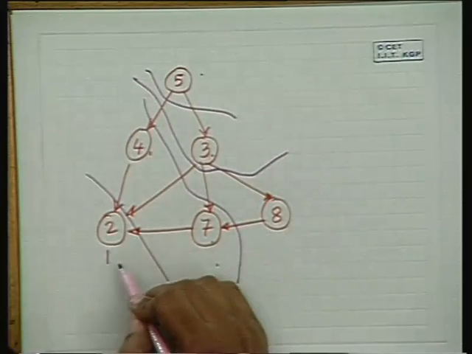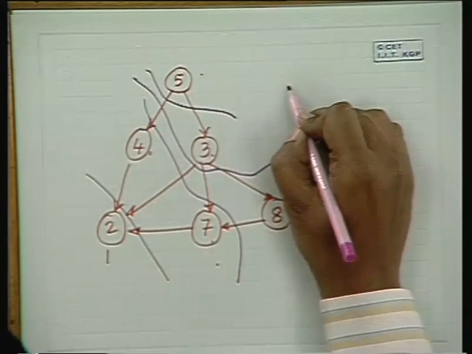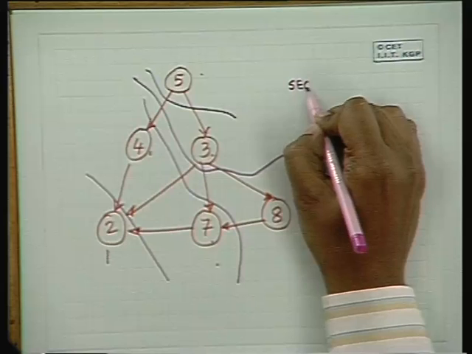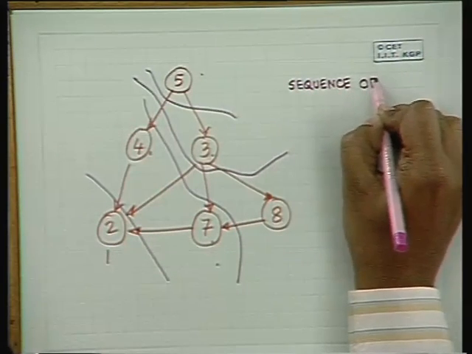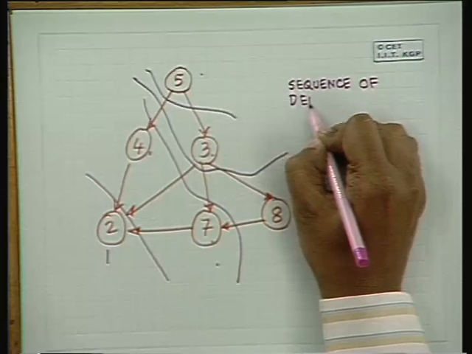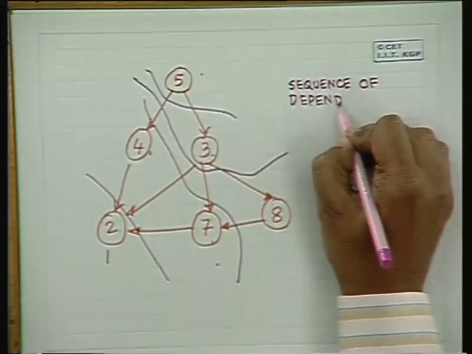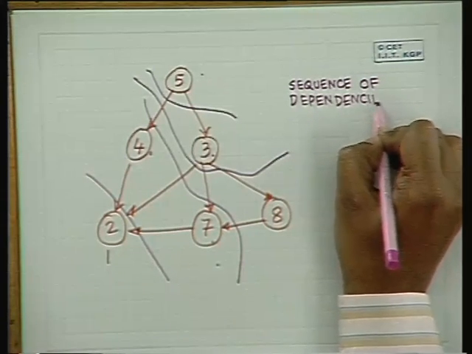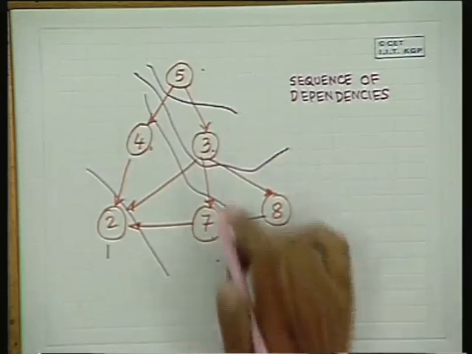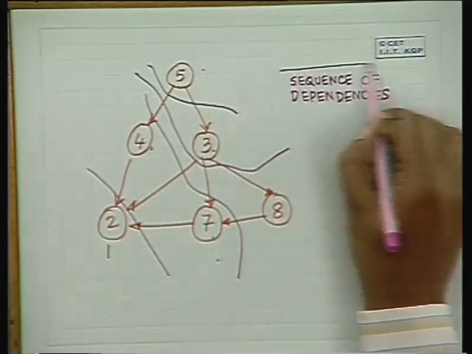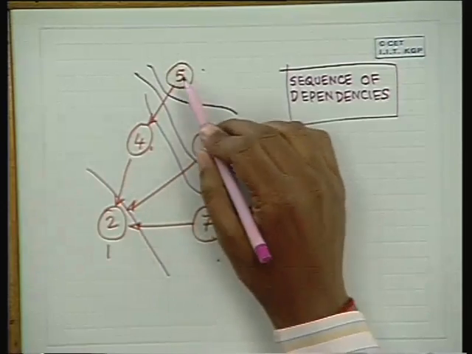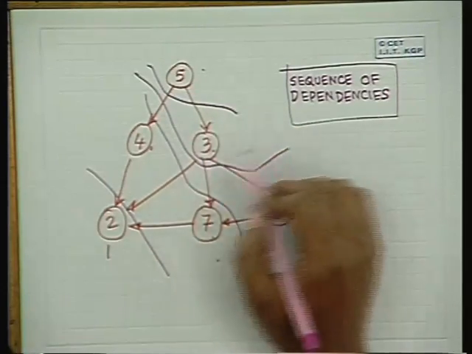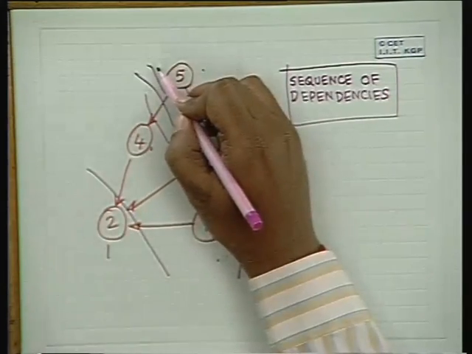So you need to find out the sequence of dependencies. And once you know the sequence of dependencies, you can forget about maintaining a done array, you can forget about the recursion, and you can solve it based on the dependencies itself.